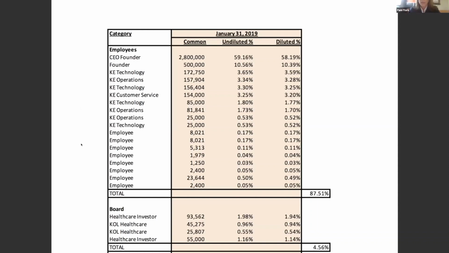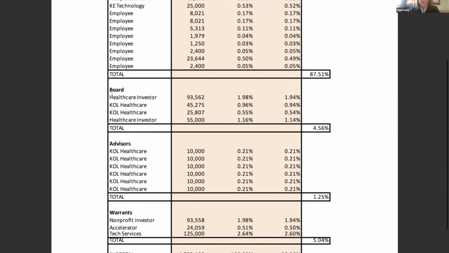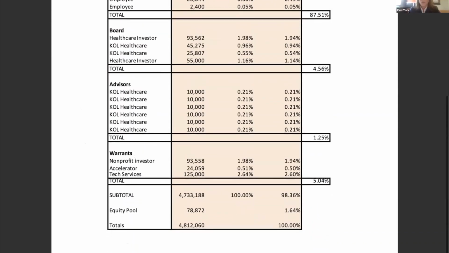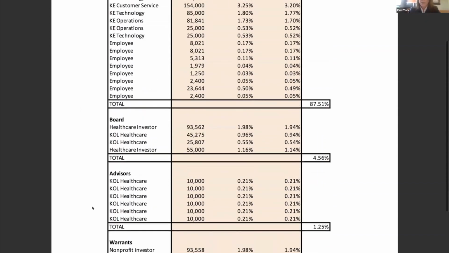So what are we looking at here? We're looking at how the equity is shared amongst the employees, the board members, the advisors, and then what are called warrants, which we'll explain. And then the remaining, what's called the equity pool: remaining equity that hasn't been allocated that could be allocated in the future to employees or other key contributors.